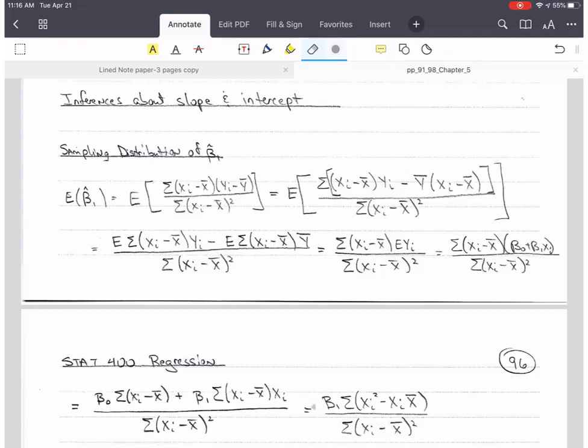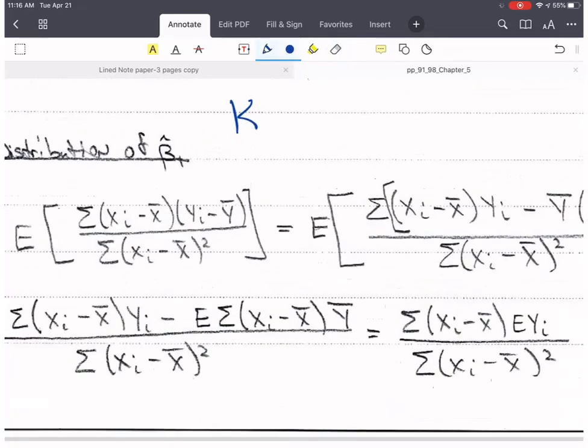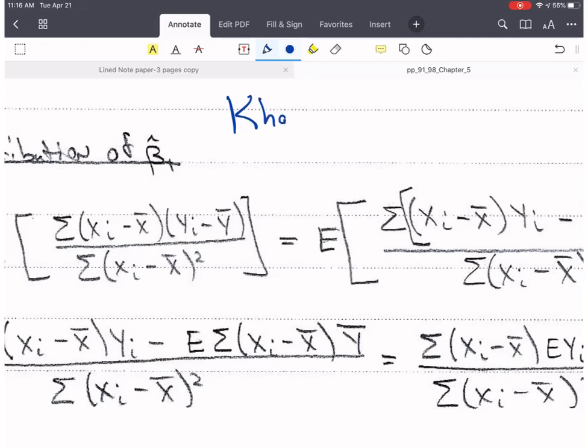If you don't remember what the sampling distribution is, please look up the Khan Academy video on sampling distributions.